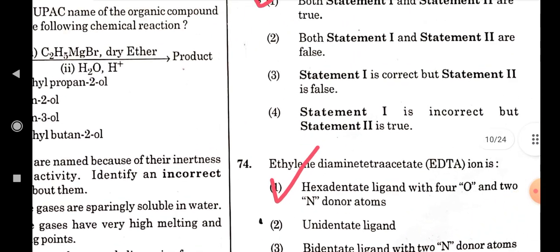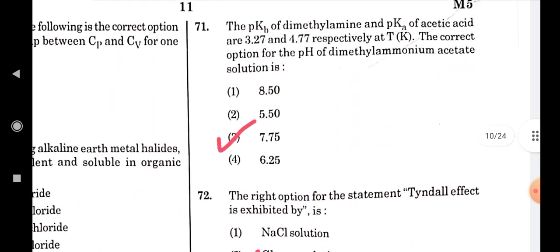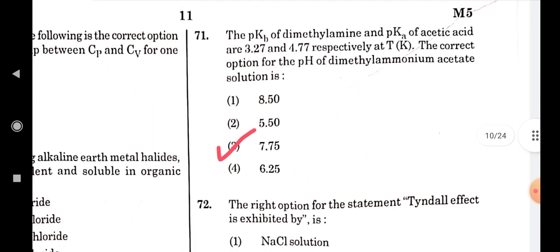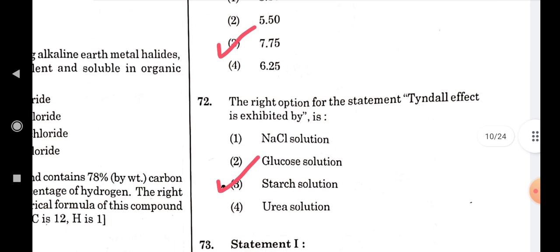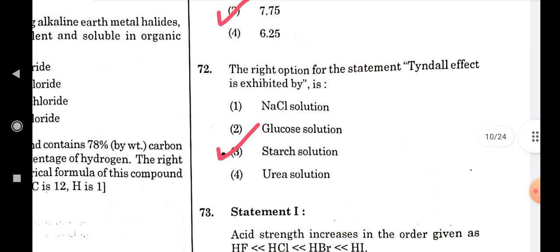Okay. Now for the 71st, the pKa of dimethylamine and pKa of acetic acid is given. So for the correct option for the pH, we can easily calculate the value of pH from the pKa and pKb. We have learned these things in ionic equilibrium, so it will be 7.75. Next we have the Tyndall effect, that is shown by, so obviously NaCl, glucose and urea don't show the Tyndall effect, but starch being a macromolecule, it can show the Tyndall effect.